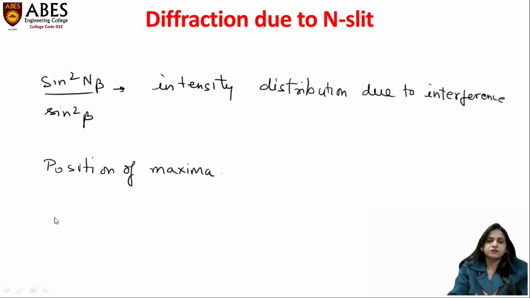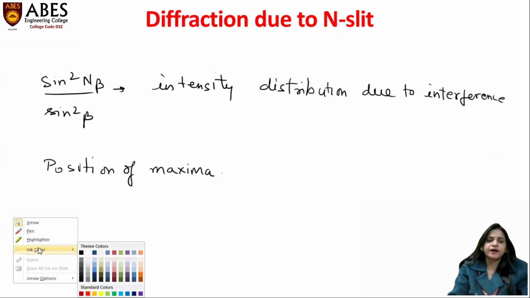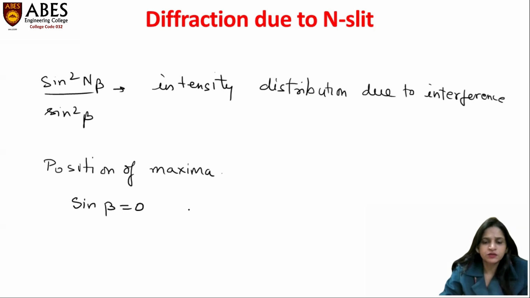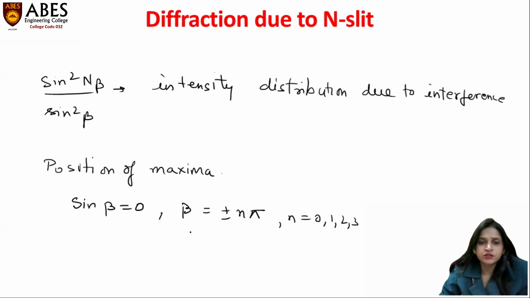Okay, so now let us check the position of maxima. For this, the condition of principal maxima should be sine beta equals 0. That is, beta should be equal to plus minus n pi, where n equals 0, 1, 2, 3. So sine beta will be 0. So at the position of beta equal to plus minus n pi, it means the maxima are forming at 0, then if you keep the value 1, then pi, 2 pi, 3 pi, and so on.